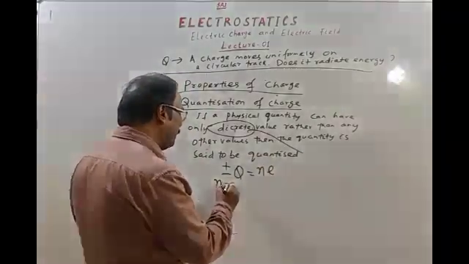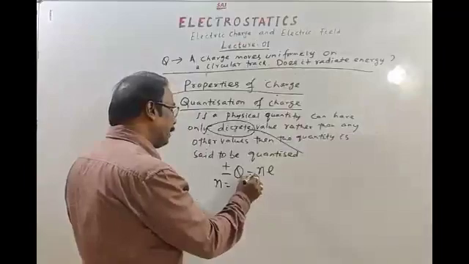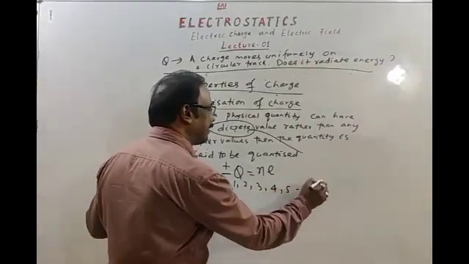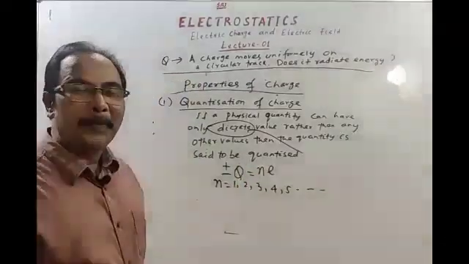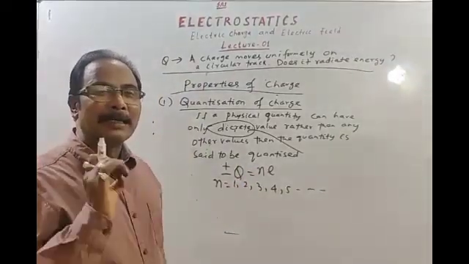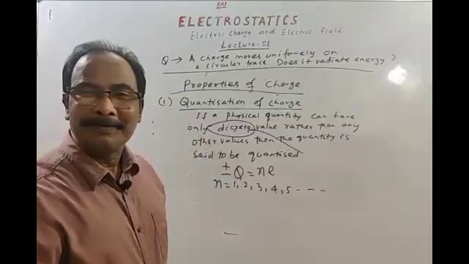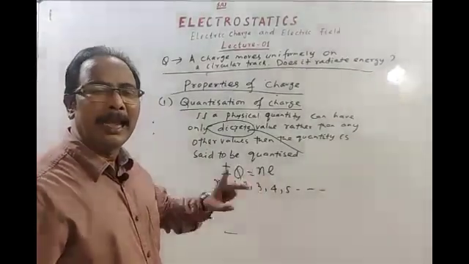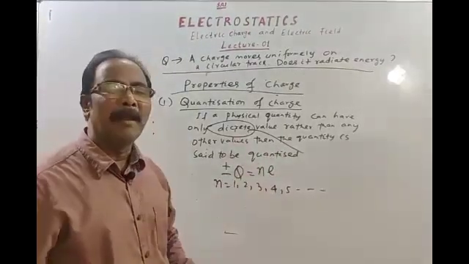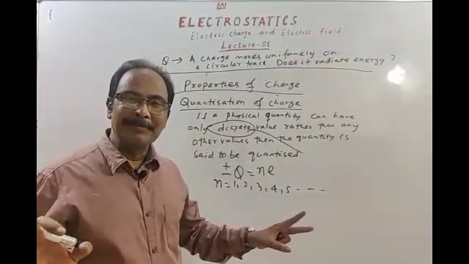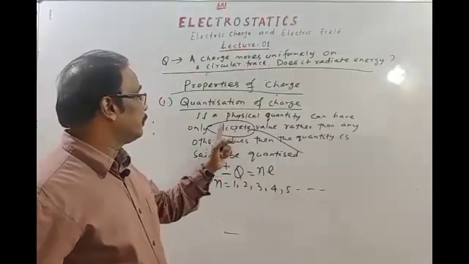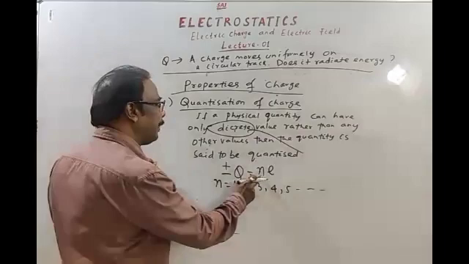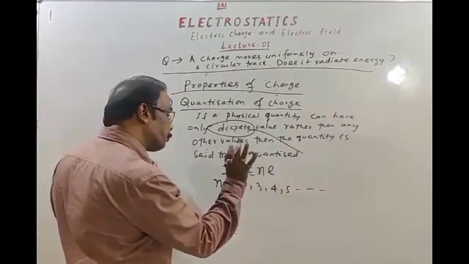The value of n for a charged body is 1, 2, 3, 4, 5, etc. This means the value of n must be a complete integer. n can never be a fraction, meaning the value of n can never be less than 1. This is in accordance with the quantum nature of charge. Okay, so the minimum value of n is 1.